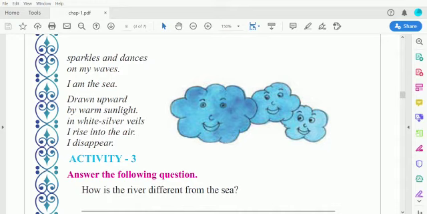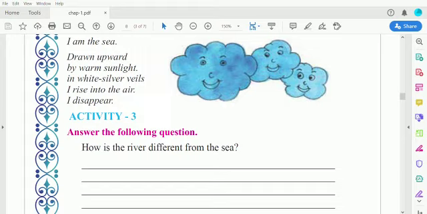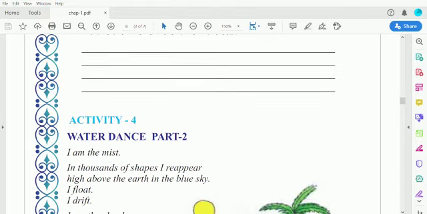Drawn upward, you all know that due to sunlight, the water is drawn upward and then it disappears. Then we can't see it. Then it disappears and that is called mist. Okay children, so we'll continue in the next session about this.